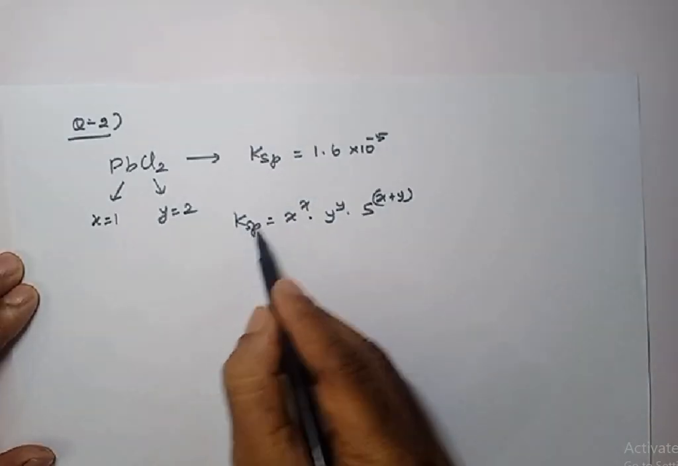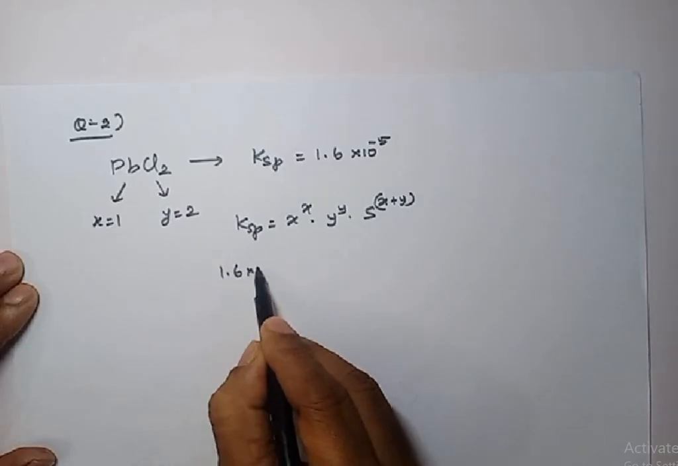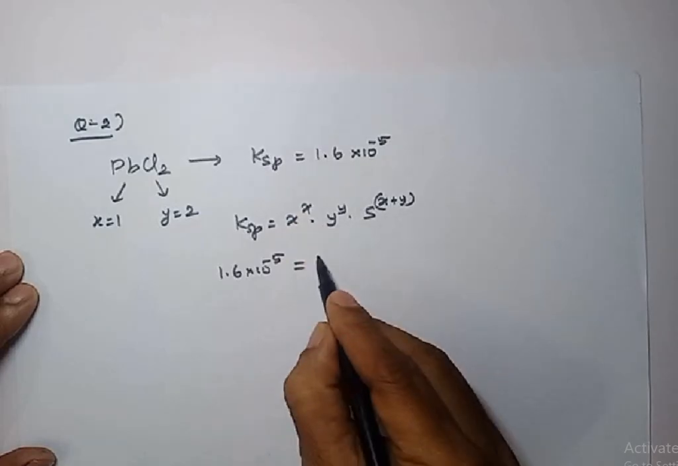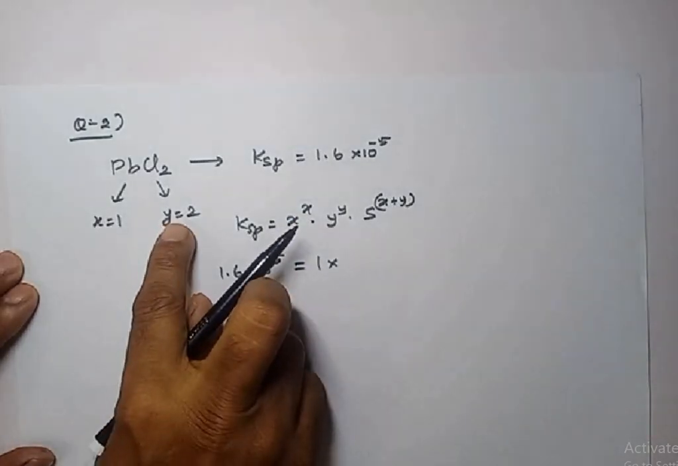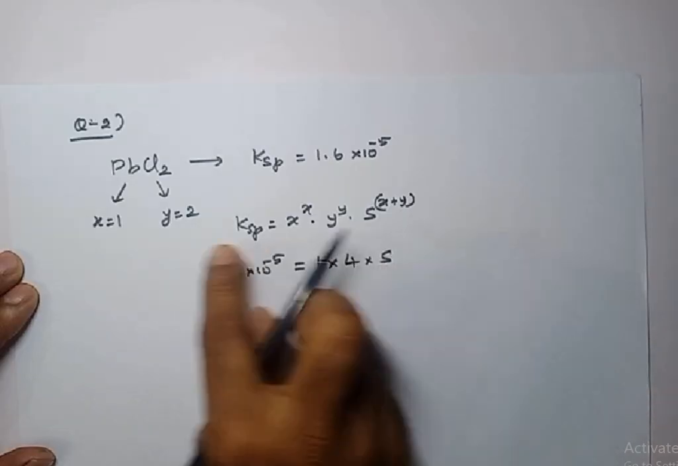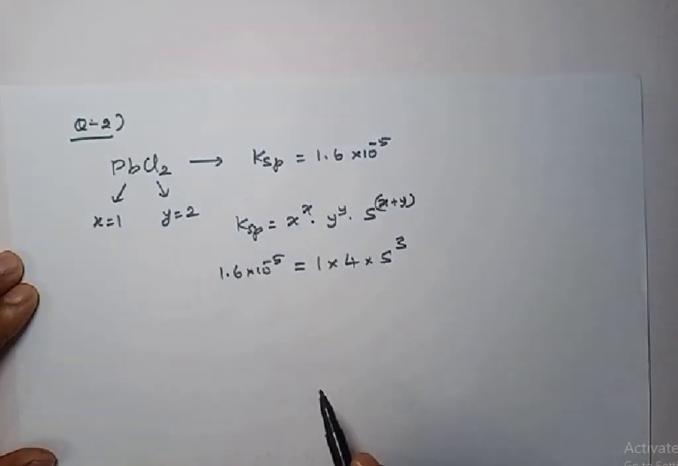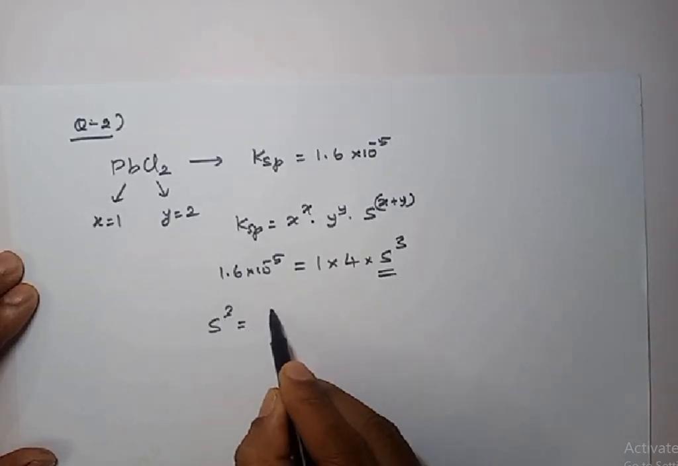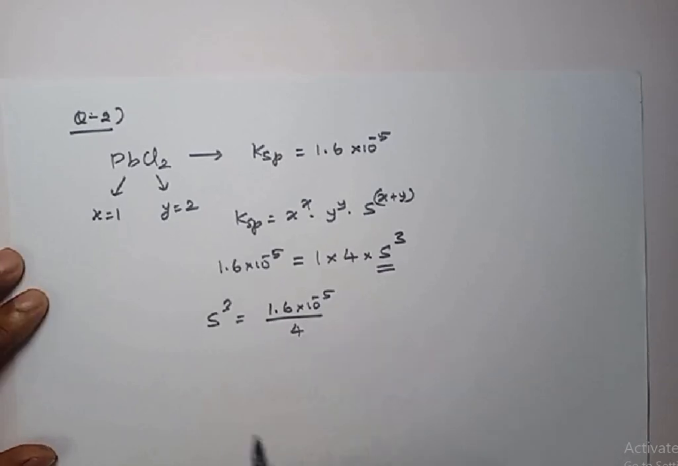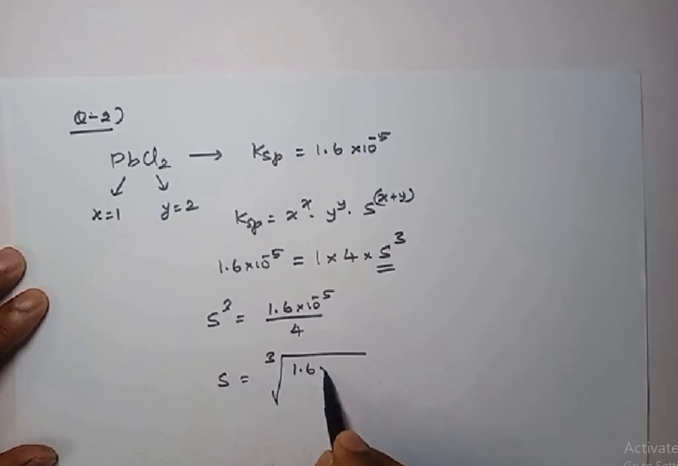Right, now we know the value of Ksp, which is 1.6 into 10 to the power minus 5 equal to X value is 1. So 1 power 1 is 1. Need not write, just put 1. Then Y power Y, 2 power 2 is 4. Then S power X plus Y, which is 3. Okay, so we need to find out solubility. So S cube equal to 1.6 into 10 to the power minus 5 by 4. Or S is equal to cube root of 1.6 into 10 to the power minus 5 by 4.